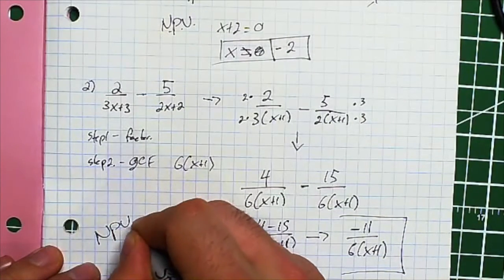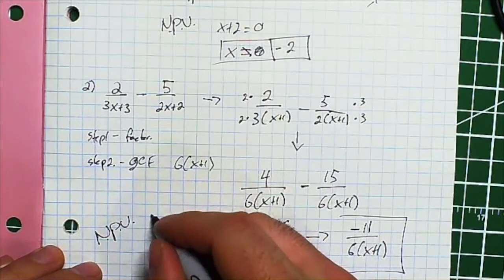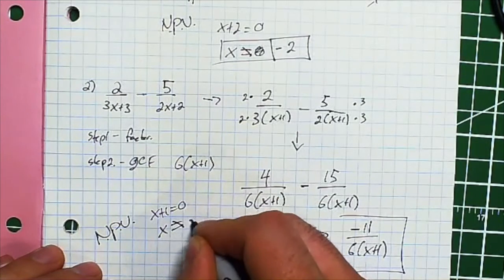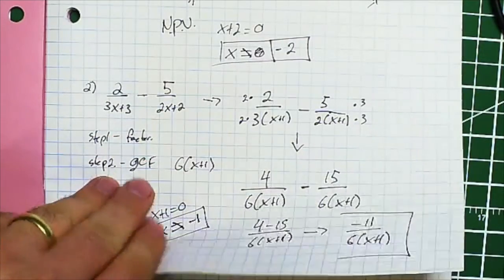We still want to talk about the non-permissible values. What can x never be? In our case here, we'd say x plus 1 equals 0. Therefore, x cannot equal negative 1.